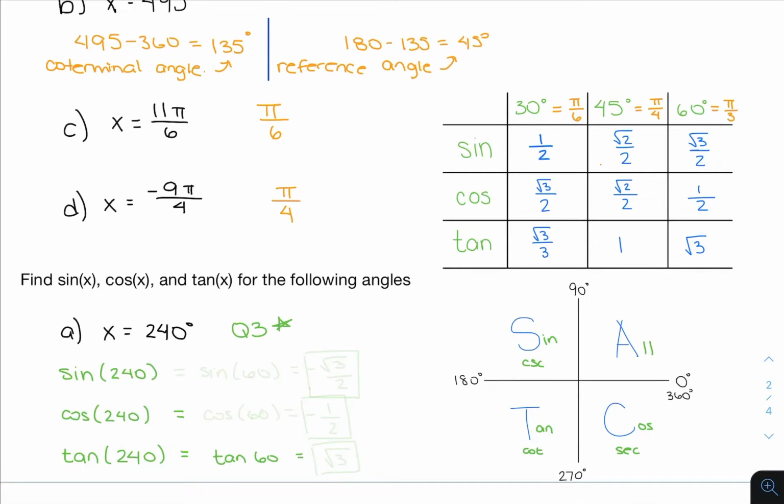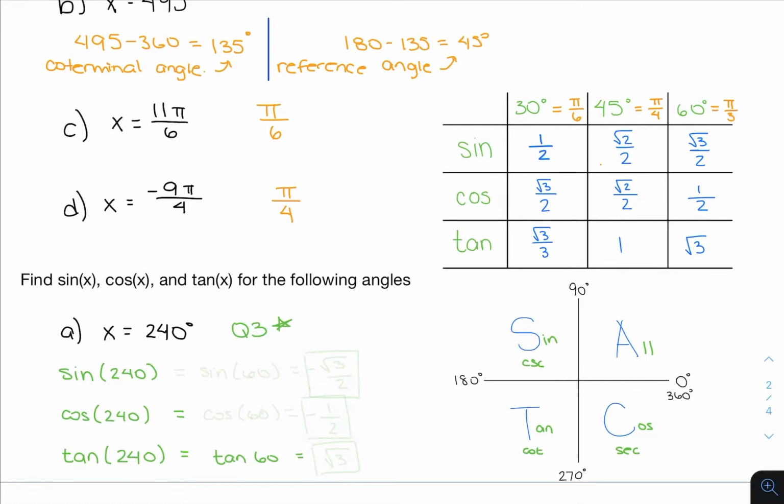And there is an easy way to remember that. There are mnemonic ways of remembering this. One of them is that you can remember this by saying all students try cheating or all students take calculus, whichever you prefer, whichever seems most enjoyable to your memory.